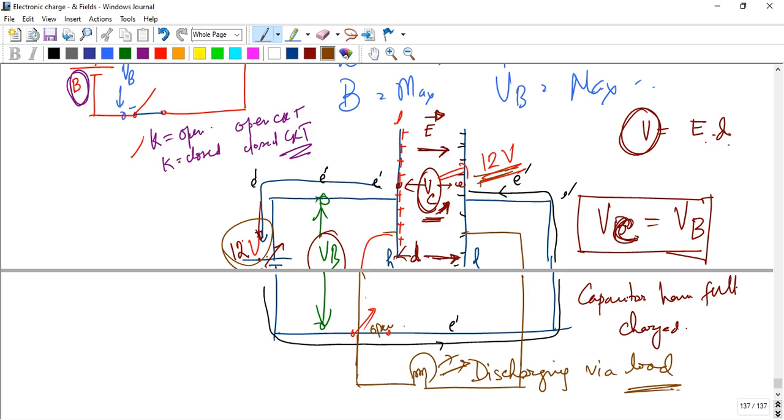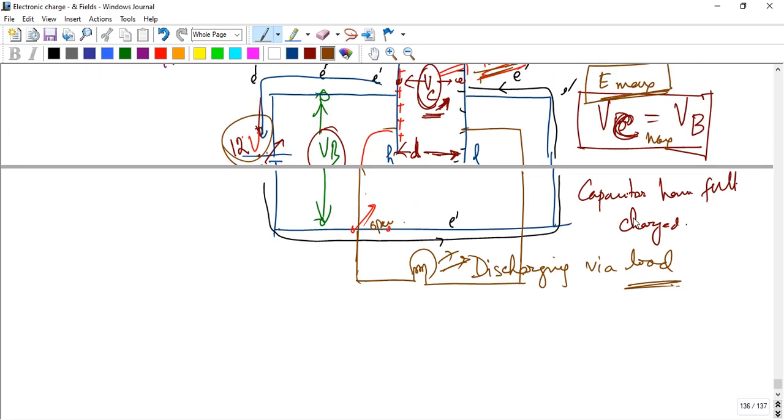Now the next important thing is the maximum electric field. When VC is maximum, the electric field is at its maximum value. Now we calculate capacitance. How to calculate it? There are some assumptions for calculating the capacitance of a capacitor.